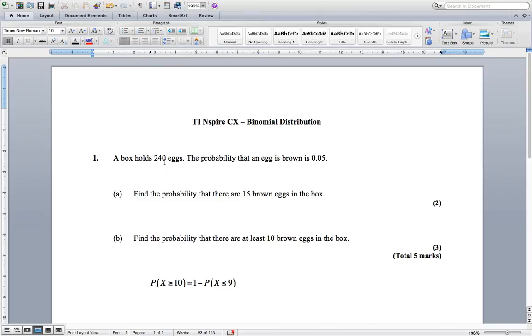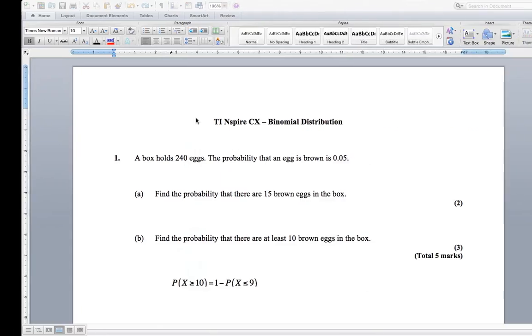A box holds 240 eggs. The probability that an egg is brown is 0.05. Find the probability that there are 15 brown eggs in the box. Now it is very easy to note that this problem is based on binomial distribution, right? Here 240 is n, the number of trials, and success is getting a brown egg, and the probability of success, which is represented by the letter small p, is 0.05. So using this information, find the probability that there are 15 brown eggs in the box.